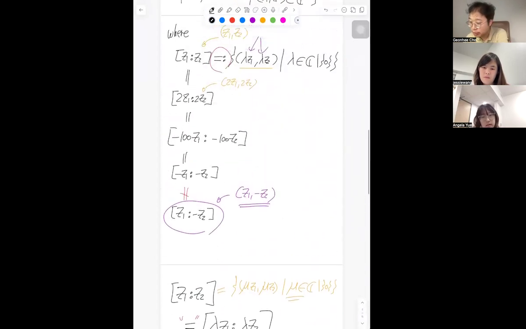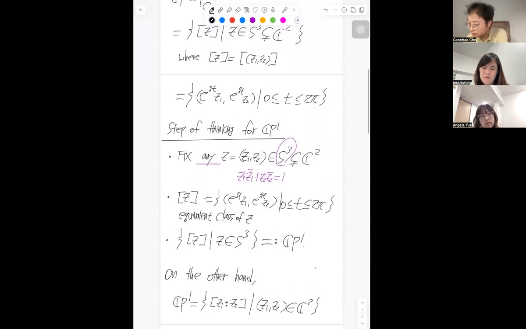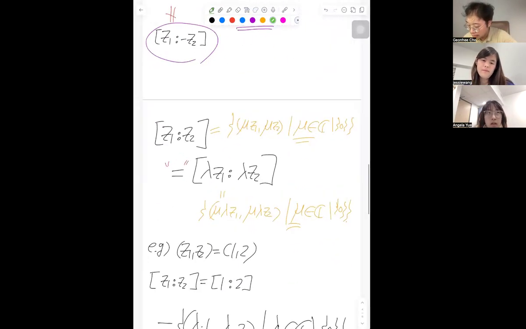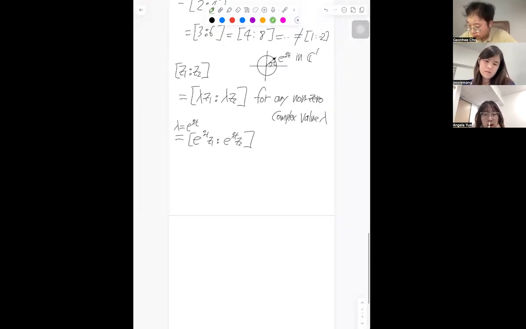So now let's go back to the definition over here. You see, we are multiplying by the same weight of lambda. Just in this case, it's given by e to the it at the same time for t from 0 to 2 pi. So it's kind of a scaling effect. Now let me explain the definition of the projective space.